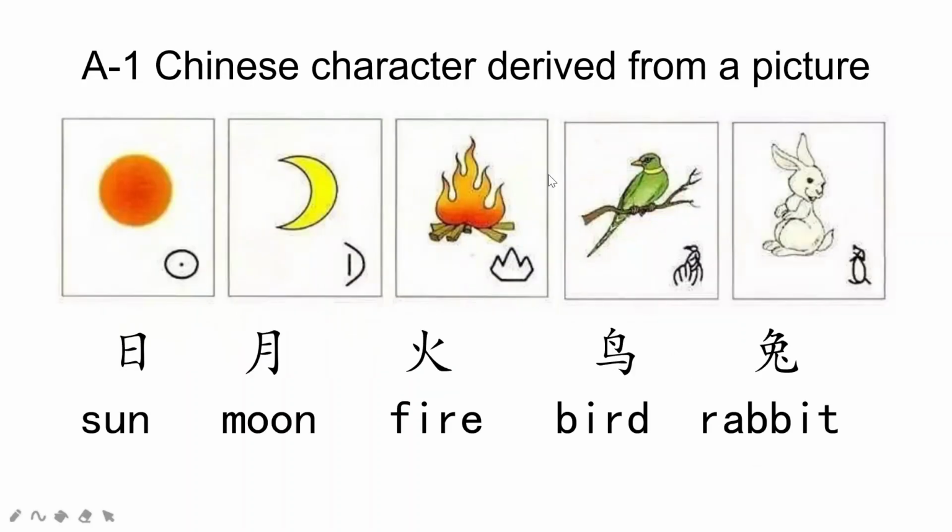Okay, here are a few more examples. Let's take a look at this one. This is huo. Huo means fire in Mandarin. So when you see this word, it looks like the picture of the fire, the burning fire. And niao. Niao means bird. Okay, so can you see this Chinese word? It's derived from the picture of the bird.